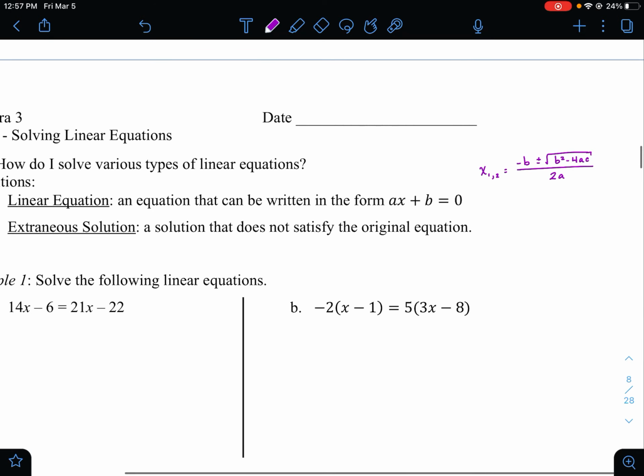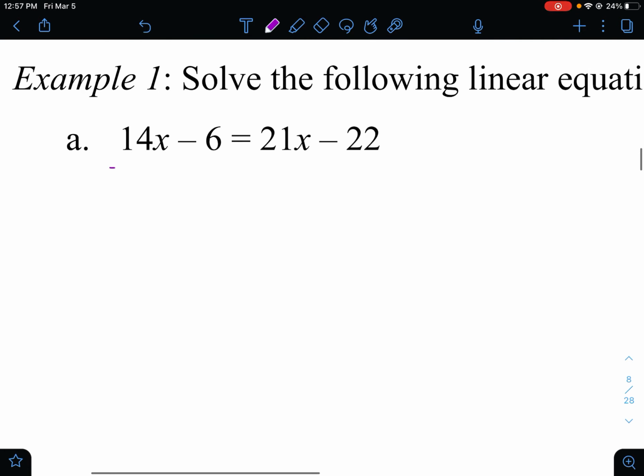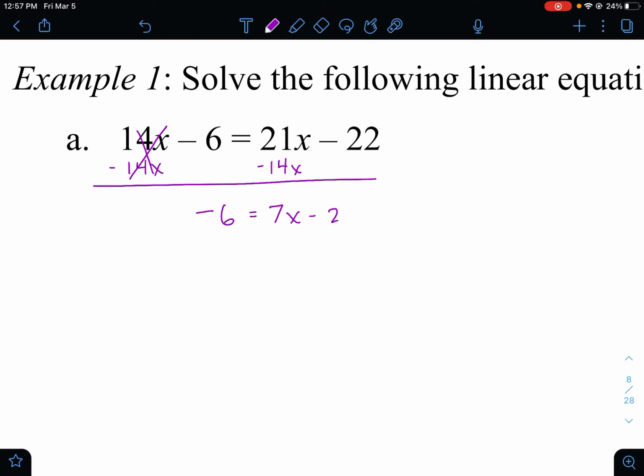Okay, so our first example is pretty basic, pretty straightforward. So we have 14x minus 6 is equal to 21x minus 22. So if we are trying to get x by itself, I'm going to subtract 14x from both sides. And we're left with negative 6 is equal to 7x minus 22.